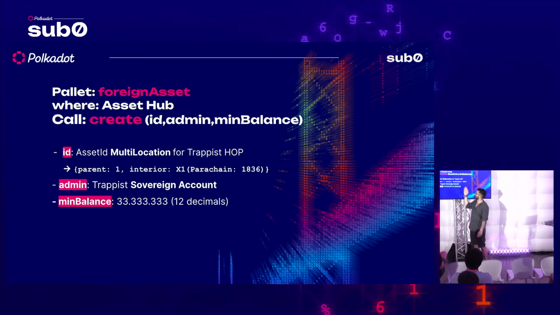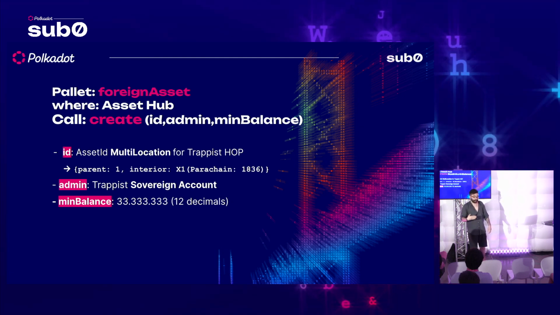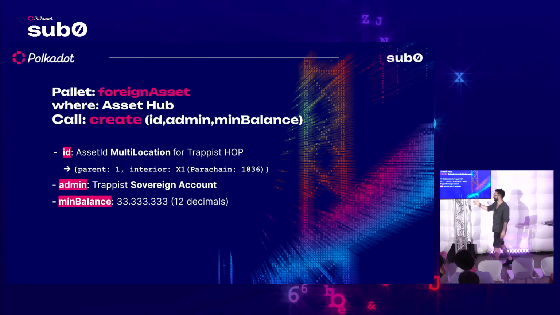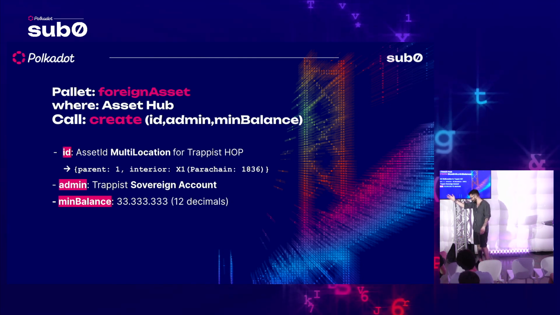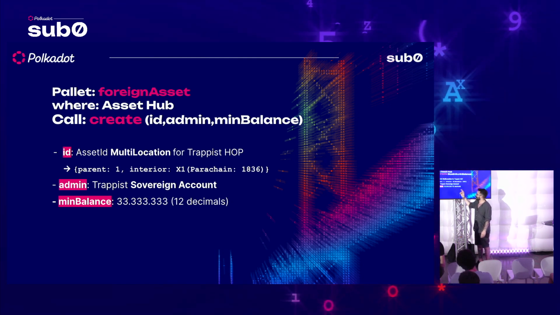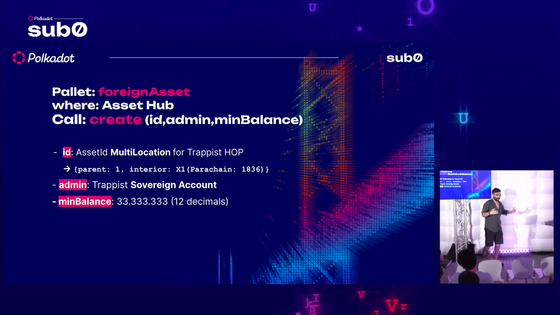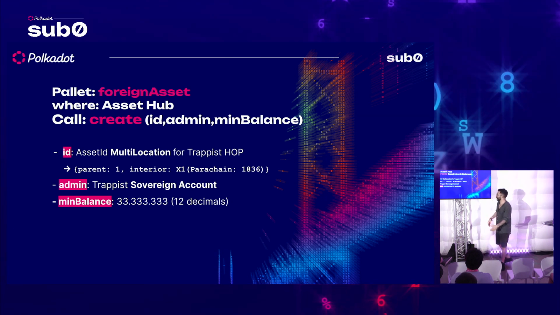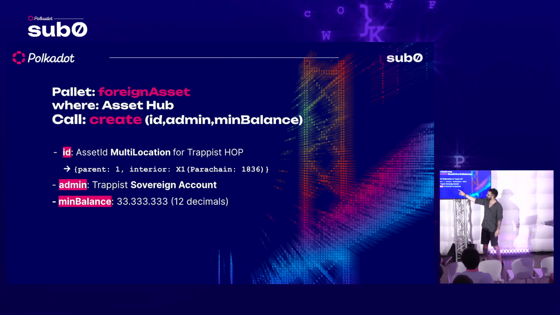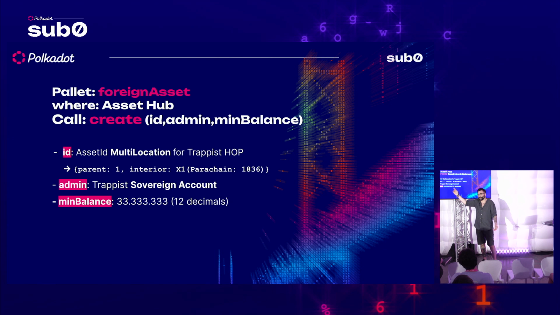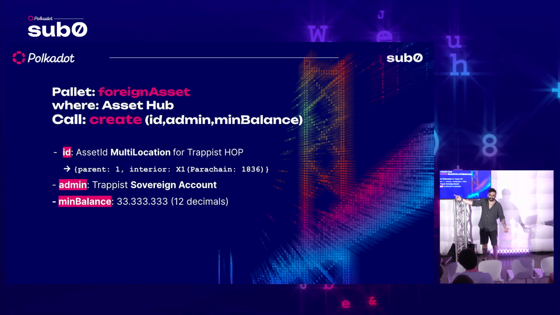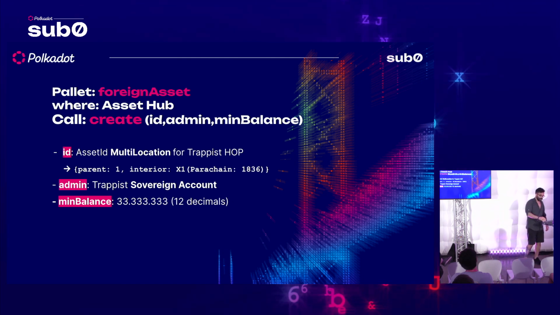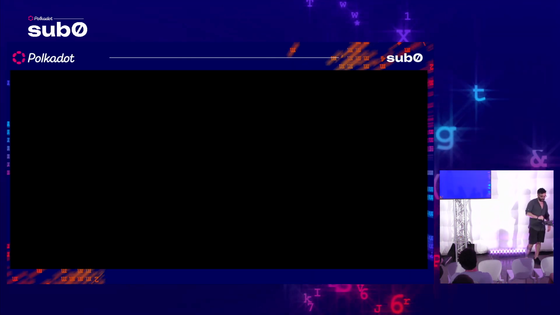Who is going to be the admin? It makes all the sense that it is the sovereign account, which is the account that is being regulated and controlled under the governance body of my chain. And then we have the minimum balance, the minimum amount of HOP that the account needs to hold to actually exist, otherwise it will be erased. The 12 decimals is not actually set here, but it's just for you to understand that you don't need 33 million HOPs for your account to exist. This will actually be read as 12 decimals in the future.